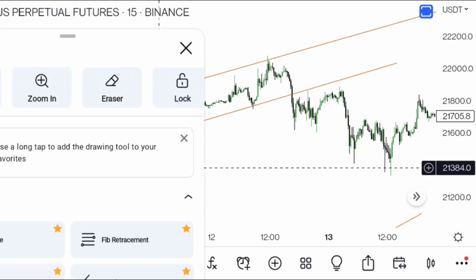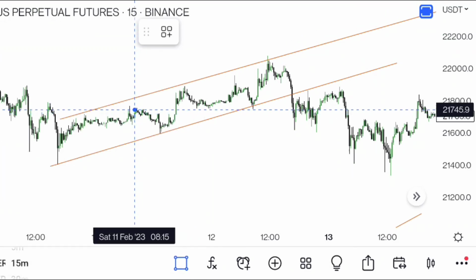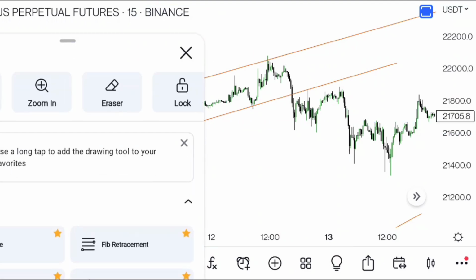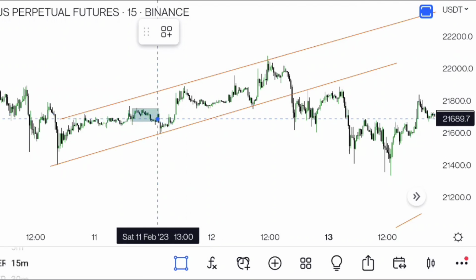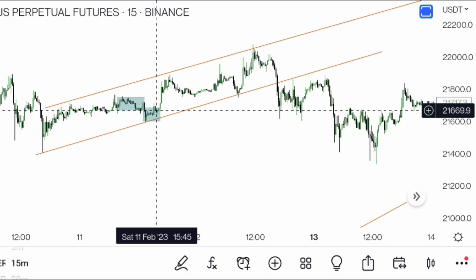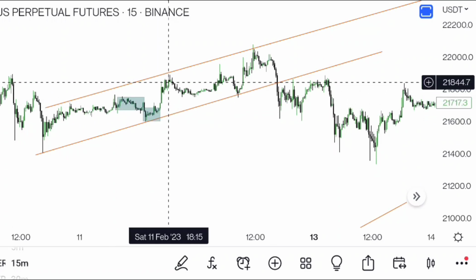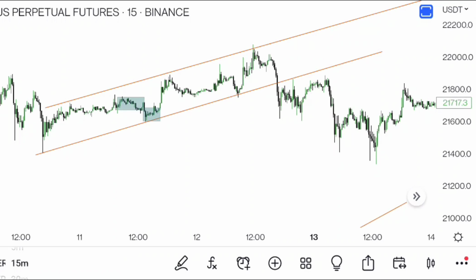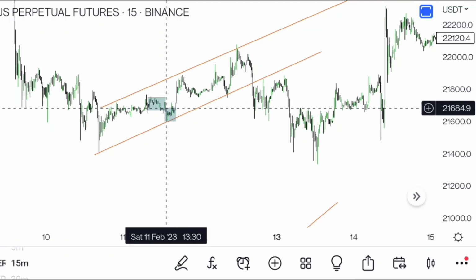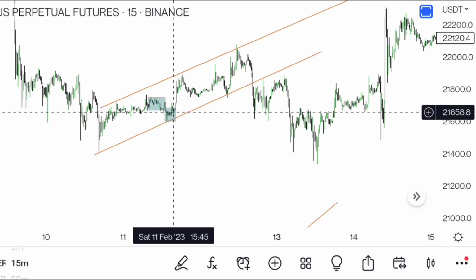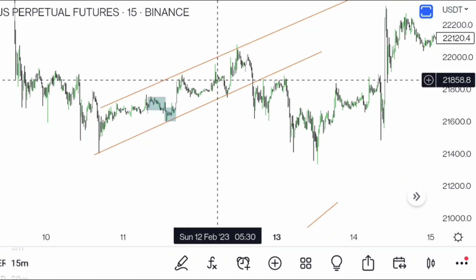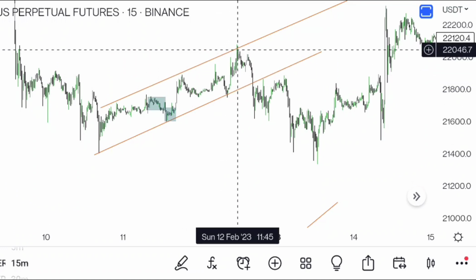You see, here you got the accumulation. Okay, then what happened was you got the manipulation. Okay, the structure got broken to the upside, it filled that gap, and see, we got the continuation. So using the trend line, and then by shifting to smaller time frames, you can get a good entry for long or shorts. Okay, see, again here you got the accumulation, manipulation, and then the continuation.